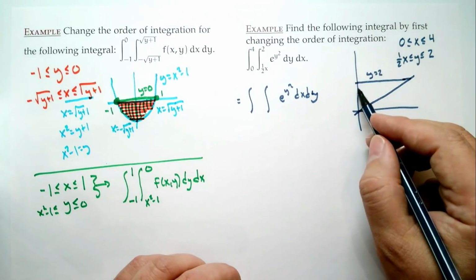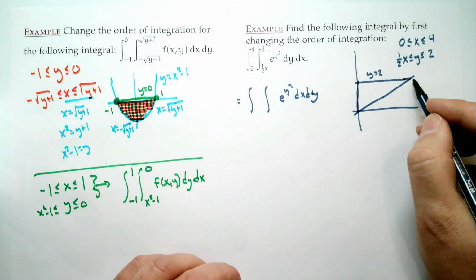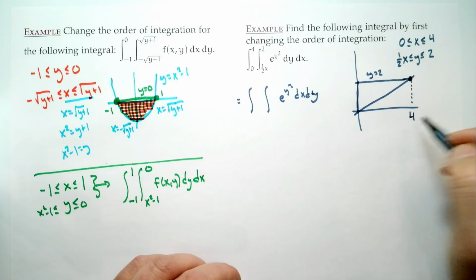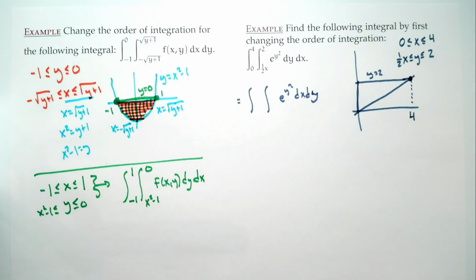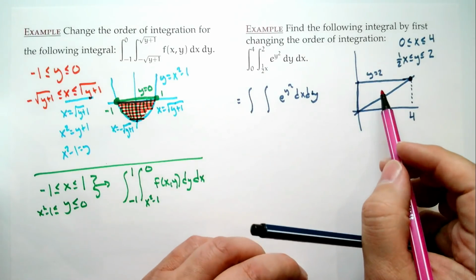And x equals 0 is over here. And by great coincidence, x equals 4 happens to be where the curve y equals 2 and y equals a half x comes together. Well, it's actually not a coincidence. We planned it that way. But we'll pretend like it's a coincidence to make it be like, ooh, wow. Okay, so this is our region.